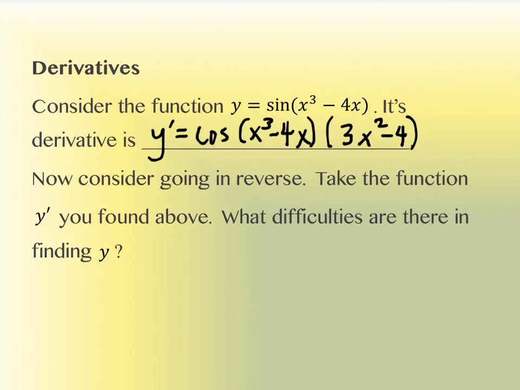So this is a chain rule, and we're going to consider going in reverse. That is, if we took the y prime that's created there, and we wanted to be able to go backwards and find out what y would have been, what inherent difficulties are there in doing that? Why does that look like it would be a challenging thing to do if you didn't know, hey, we got this by taking a derivative? What part of that y prime makes this look hard?